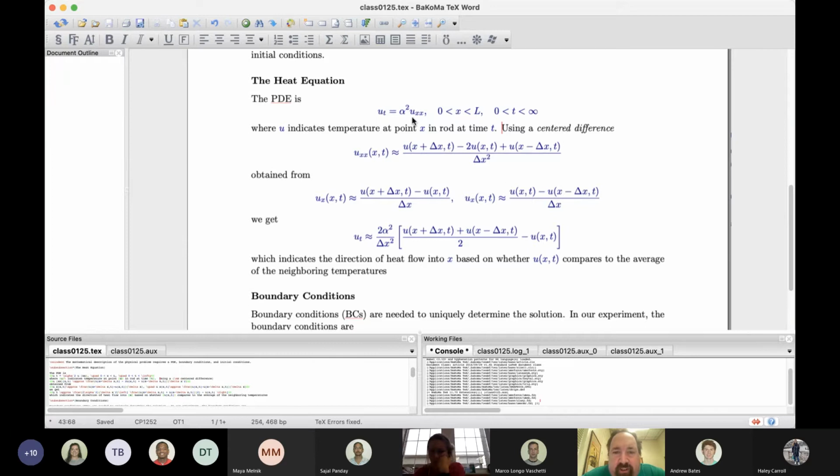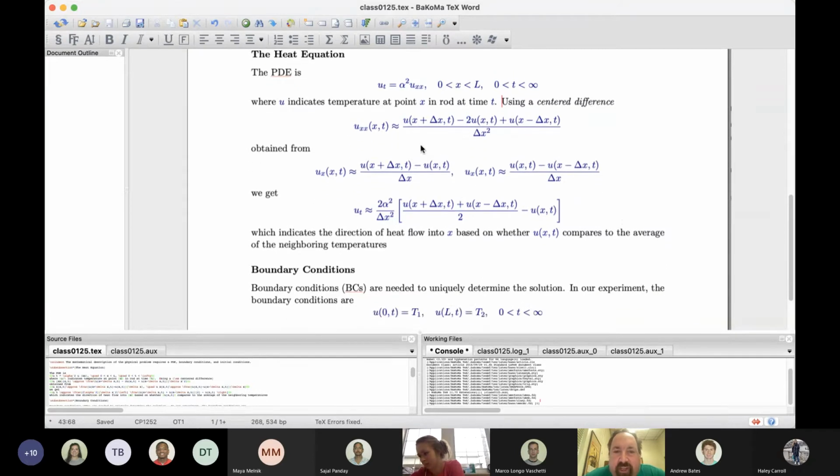Another way to think of it is, as you would know from calculus, that the second derivative represents concavity. So if the temperature at this point is concave up, then it's going to increase. Otherwise, it's going to decrease.